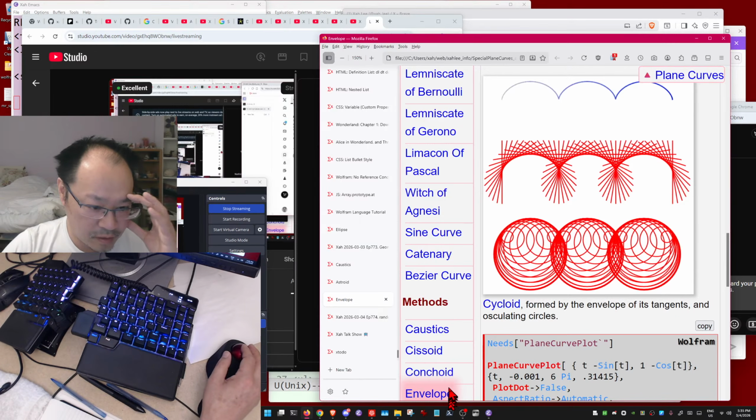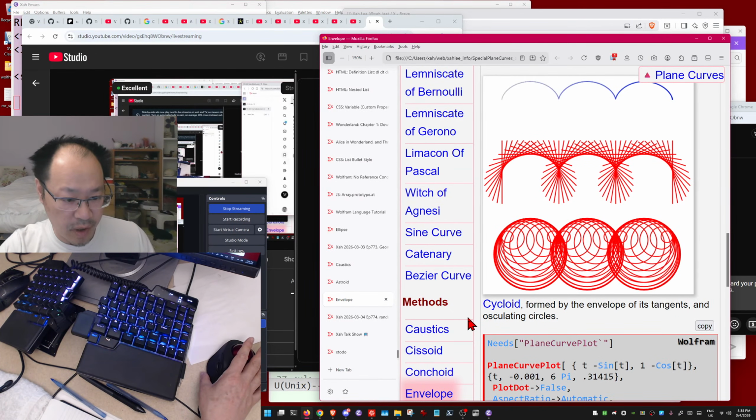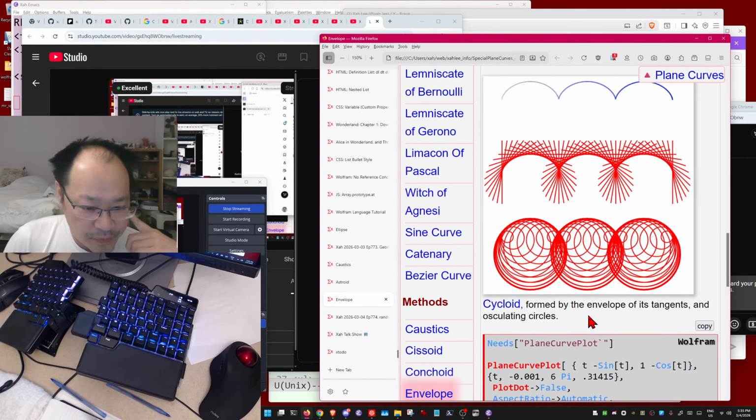We are going to code geometry, mathematics, graphics programming using Wolfram Language. So if you are here, say hi.